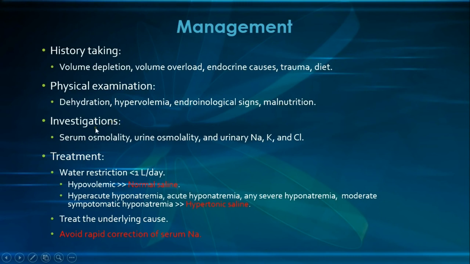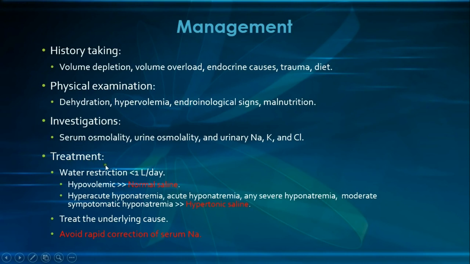And then we go to the investigations, and we have lots of investigations, but of course the most important three investigations are the serum osmolality, the urine osmolality, and the urinary sodium, potassium, and chloride. And that's because when you know these numbers, you'll be able to classify your hyponatremia into one of the previous categories. And then finally coming to the treatment.